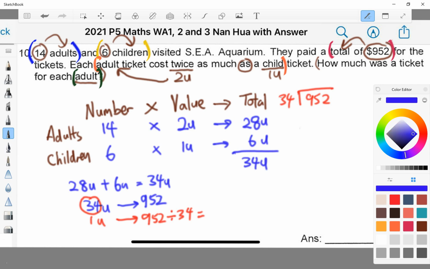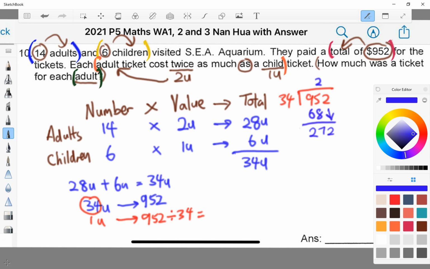So the number that goes below 95, because I know that 9, which I'm underlining right now, is smaller than 34. So I can't use it. I have to use 95. So 34 times 2 is 68. What about 34 times 3? Oh, 34 times 3 is too big. It's much larger than 95. So it's going to be 34 times 2, 68. So after I do my subtraction, I'll get 272.